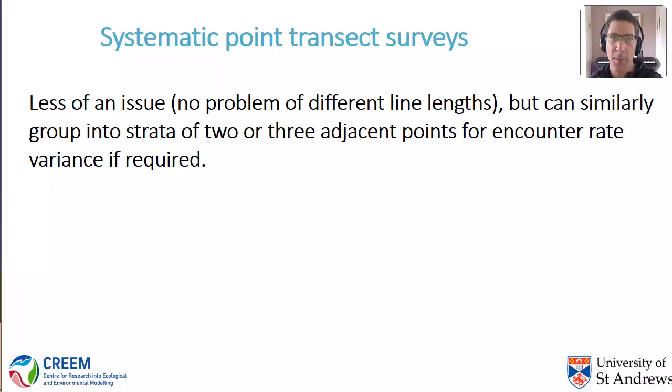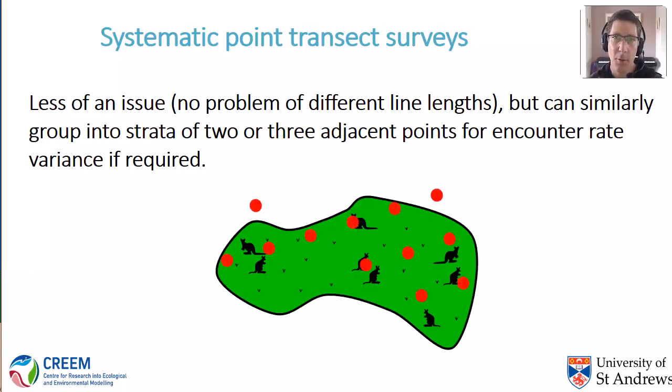But if you do have strong density gradients and a systematic point transect design, which you should have, then you can similarly group into strata of 2 adjacent points or 3 adjacent points and do exactly the same thing. So if you number your points in such a way that adjacent ones have adjacent numbering, then you can just use the same method as before. But it tends to be a little harder to do, and you tend to have more triples if you look on a map of your points. So you tend to aim for something like this.